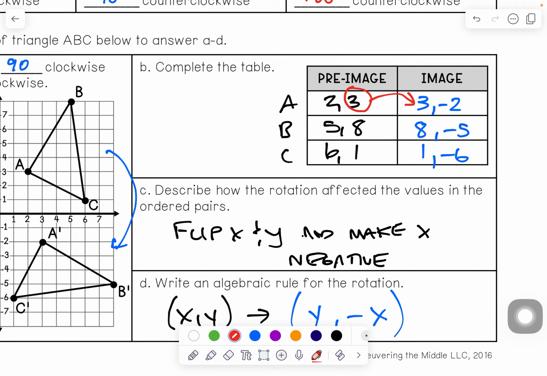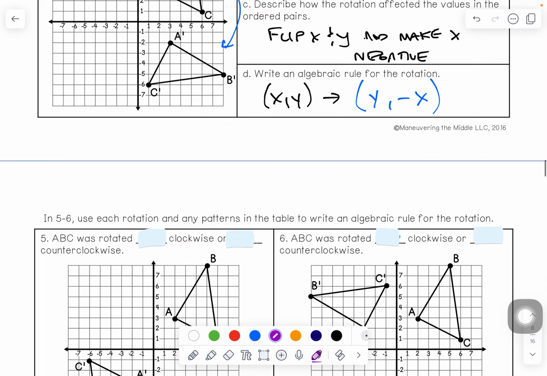Now we want to make that observation about the rule. Notice here that the x's and y's did not flip-flop, but they all became negative. So when we make that 180-degree rotation, we don't have to flip the x and the y. We only have to make them negative. So negative x, negative y would have been my algebraic rule for that one.